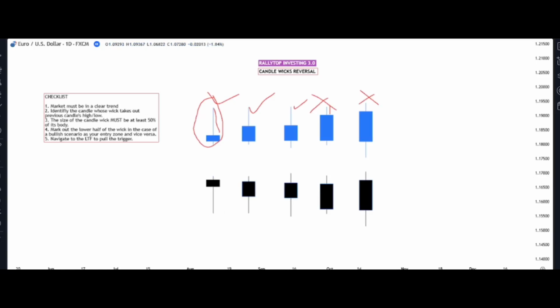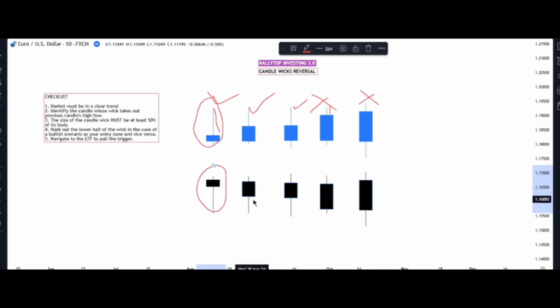Take a look at the wick of this candle. When you look at the wick of this candle, you will realize that it is far more than 50% of the body in terms of size. This is a perfect candle that you want to see. Perfect for this strategy. This is known as hammer or shooting star. Okay? Now, take a look at this as well.